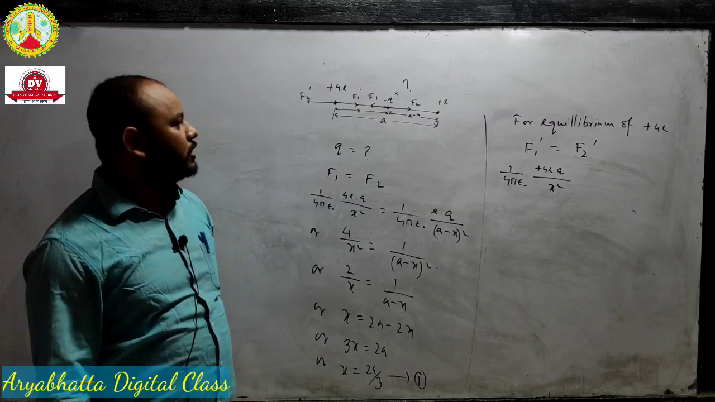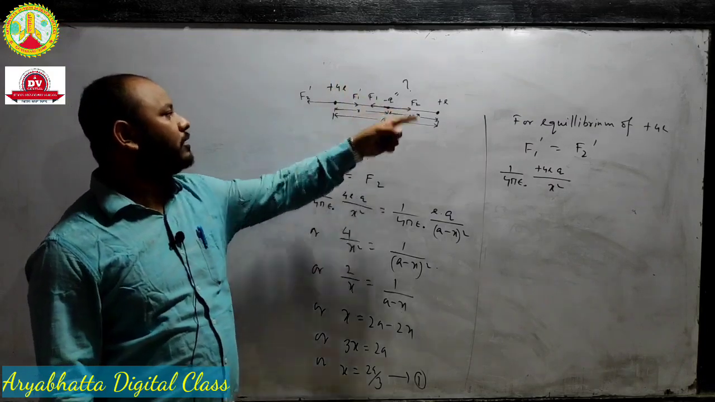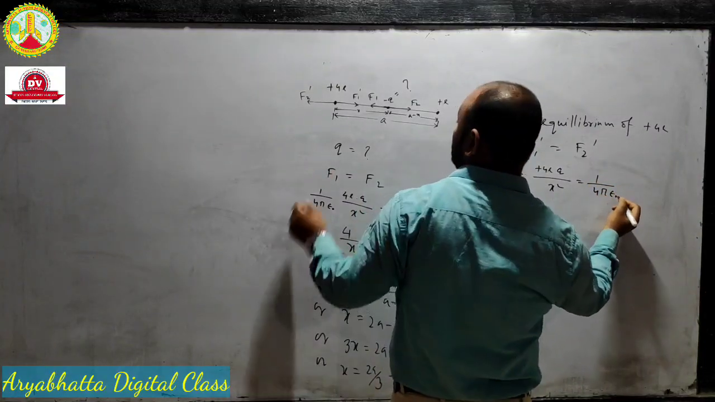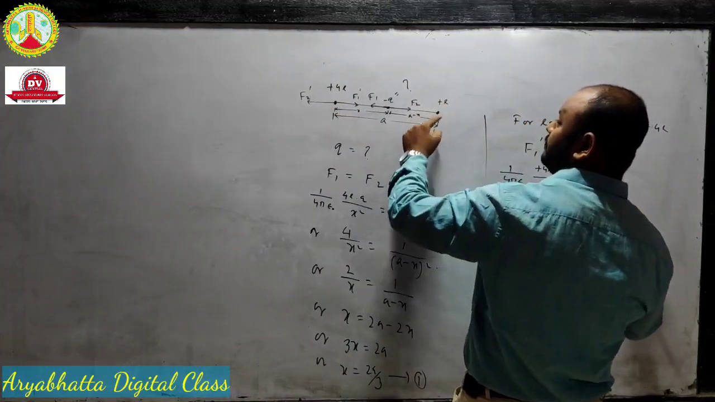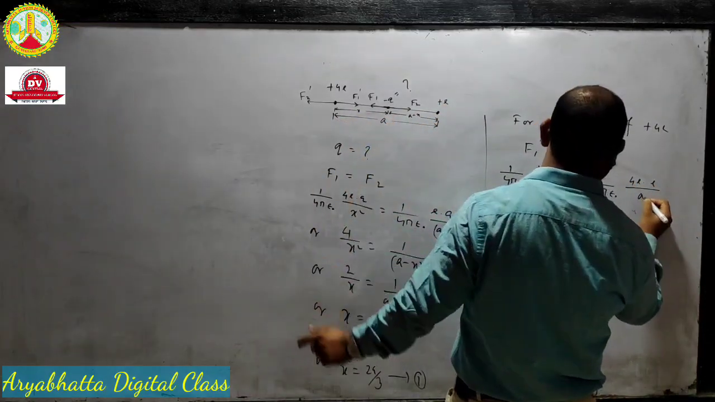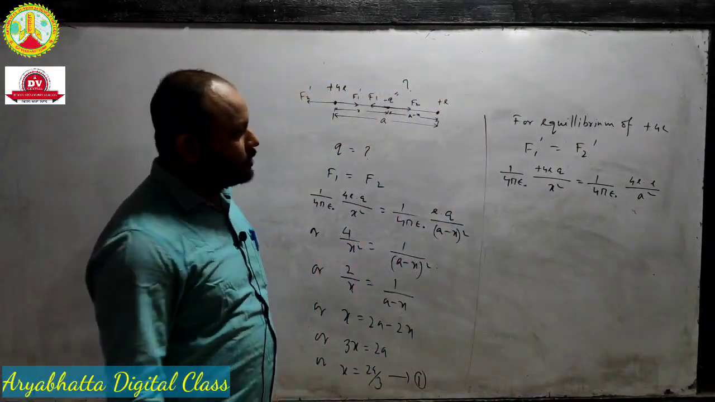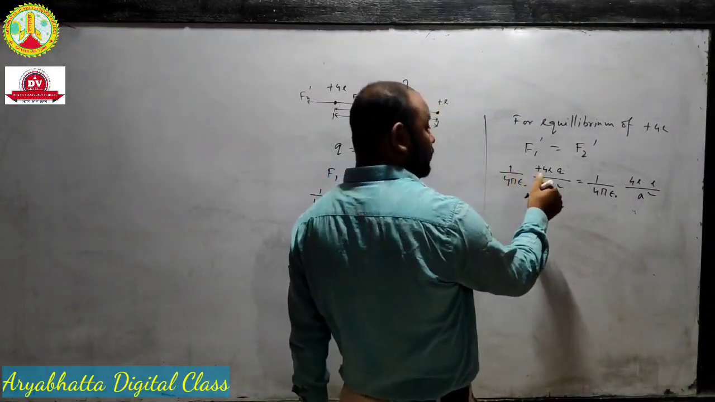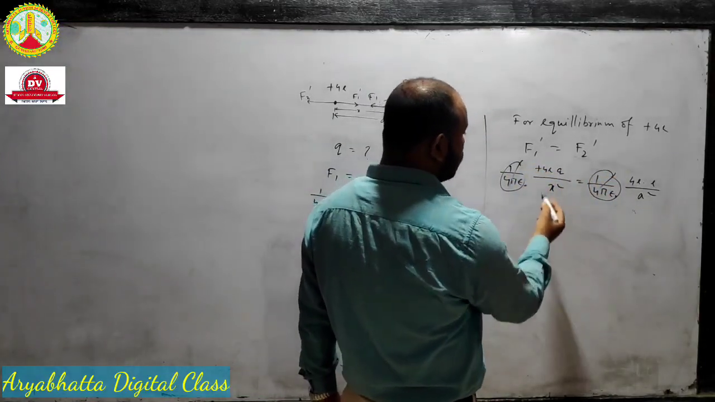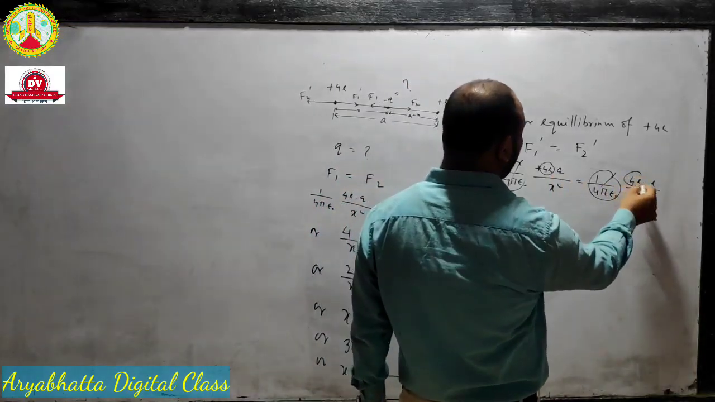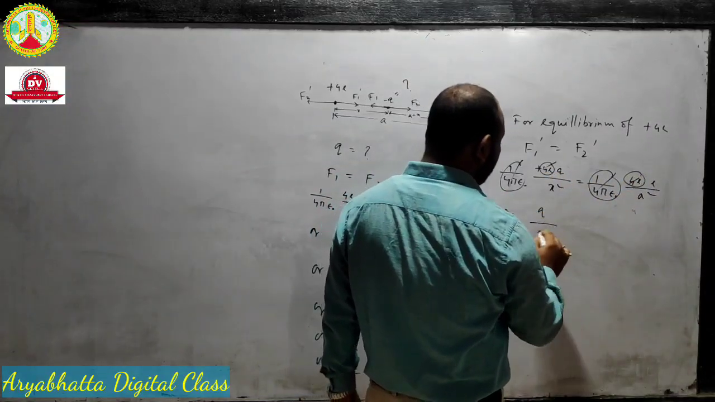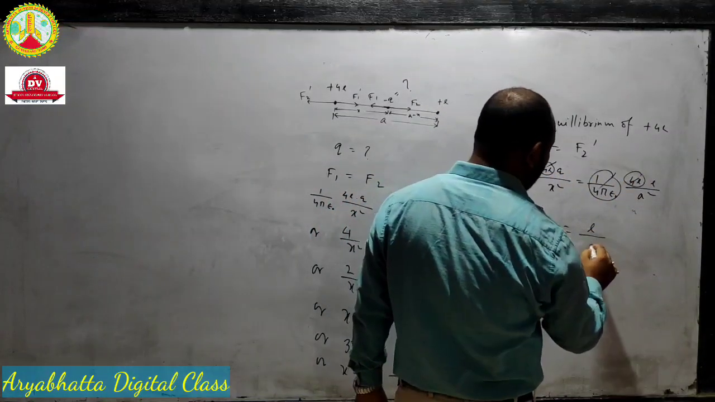And what is F2 dash? The force of repulsion between plus 4e and plus e. So it will be 1 by 4 pi epsilon naught, 4e into e divided by the distance, which is a square. Now we can cancel 1 by 4 pi epsilon naught from both sides. And also 4e will cancel from both sides. So it will be q divided by x square is equal to e by a square.